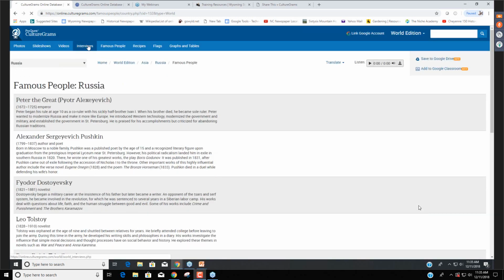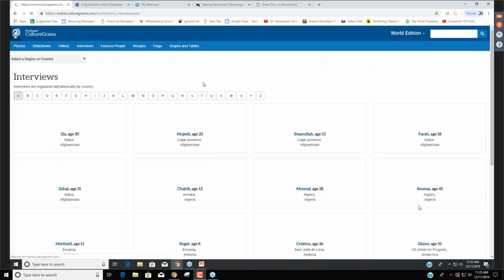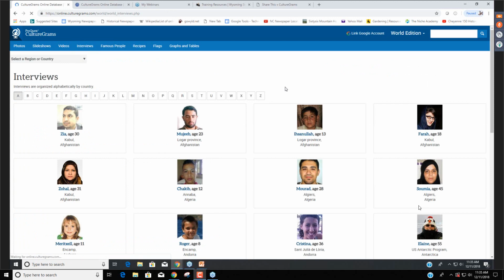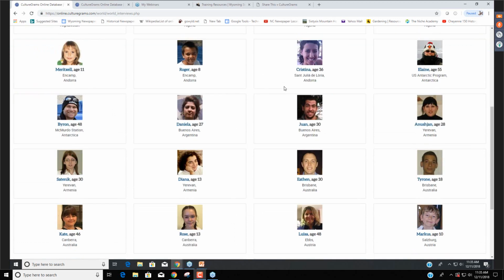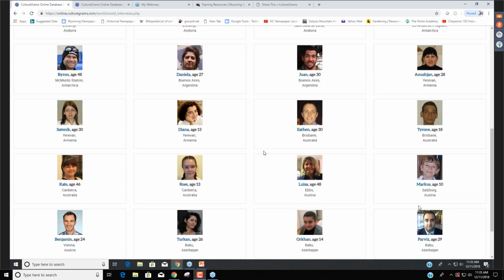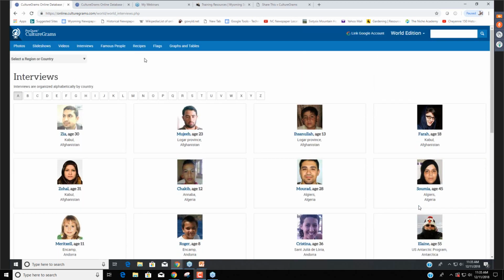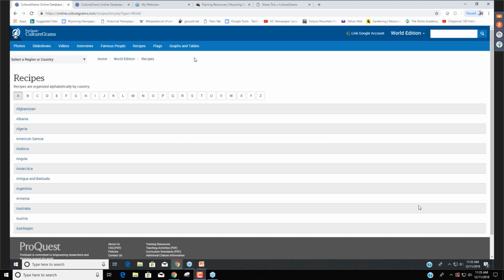I can also go to interviews like we looked at for the various countries. And now I can look at all of them. So here's Afghanistan, Algeria, Argentina, Australia. How fascinating, and different ages. So I could have kids select kids their own age and compare countries and their lifestyle, for example. I can look at all recipes, again, alphabetic.